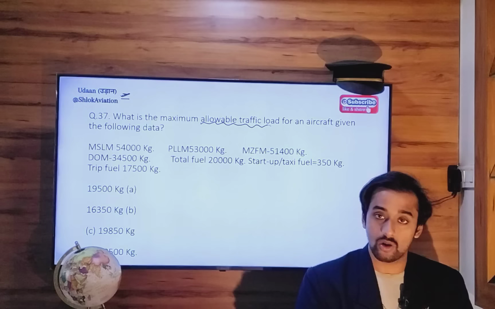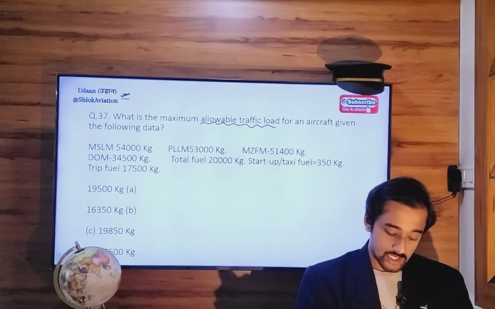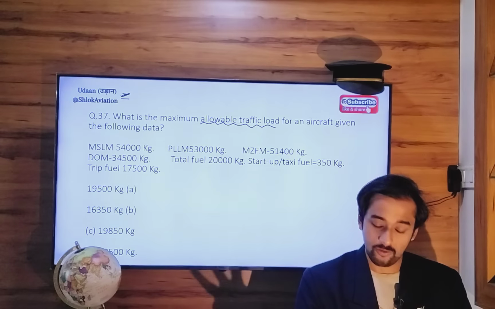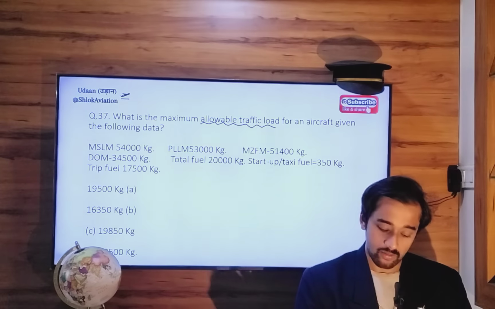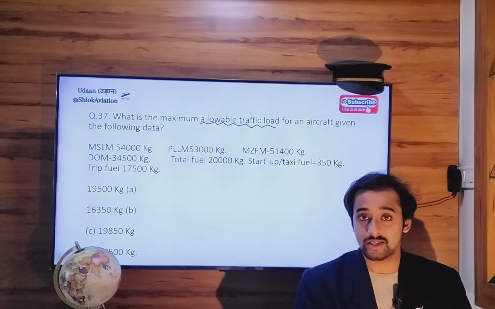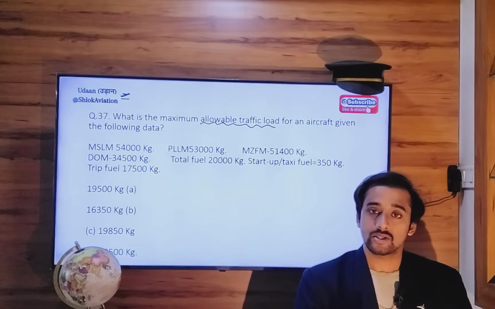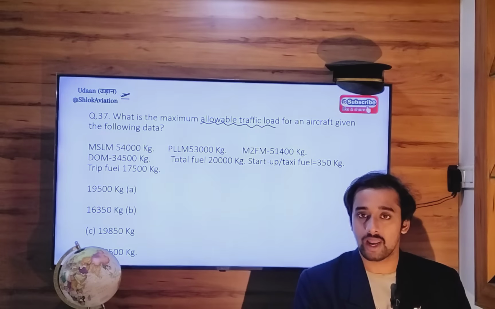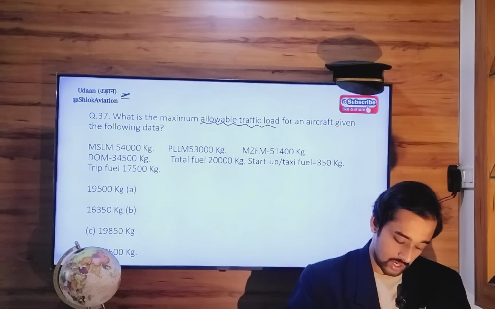Let's go to question 37, which is a similar question in which we have to find traffic load. Structural landing mass given, performance landing mass given, zero fuel mass given, DOM, total fuel, startup fuel, trip fuel are given. Now in this question, we have not been given structural limited takeoff mass and performance limited takeoff mass. So we will have to draw only two columns, one for landing, another for zero fuel mass.